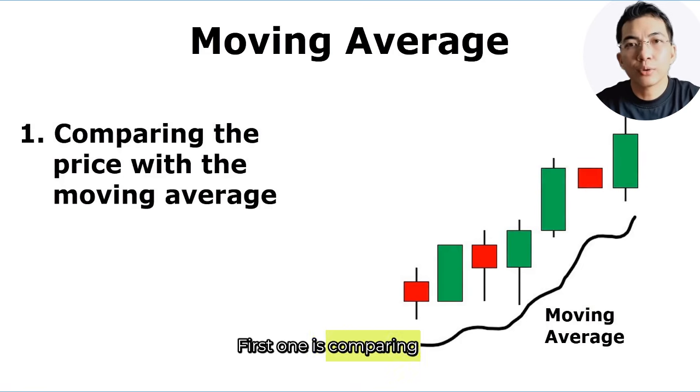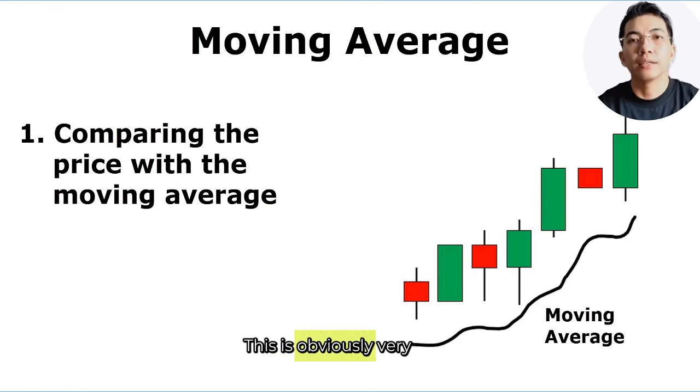First one is comparing the price with the moving average. This is very simple. If the price is over the moving average, we can assert that the market is in an uptrend. If the price is below the moving average, we will say that the market is in a downtrend.